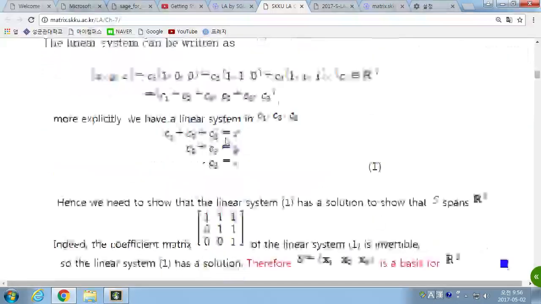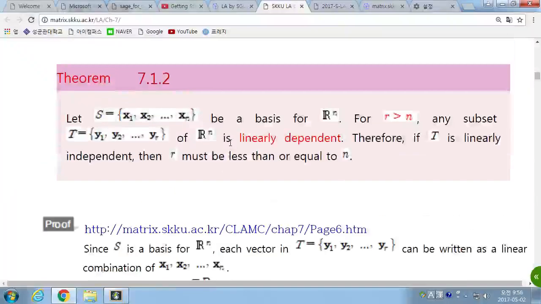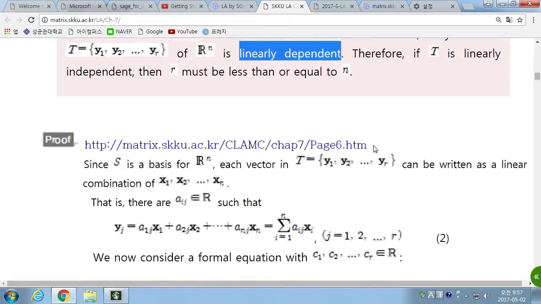Okay. Next, 7.1.2, linear dependence. This is what you saw. If you have more than n vectors in Rn, they should always be linearly dependent.